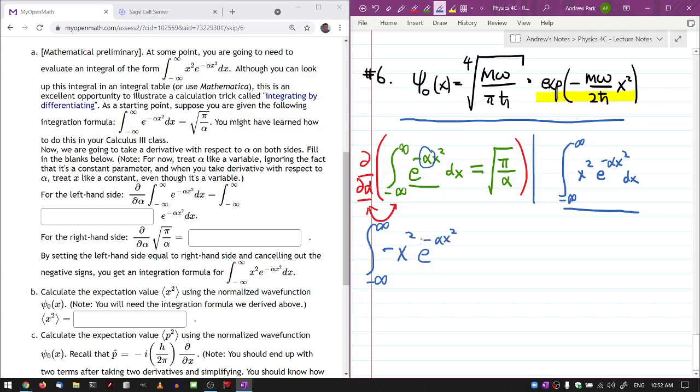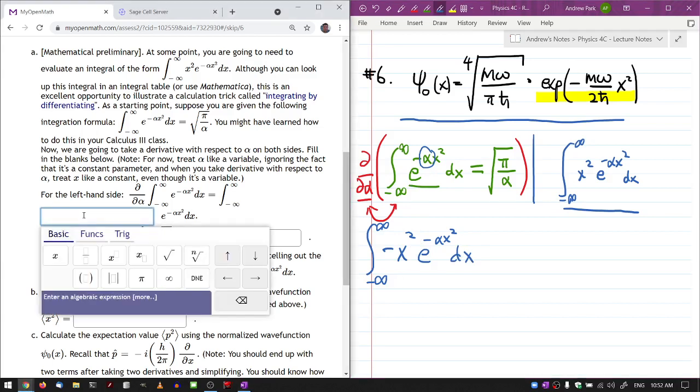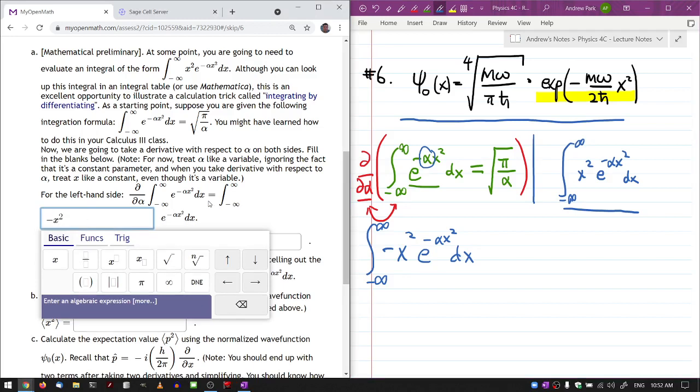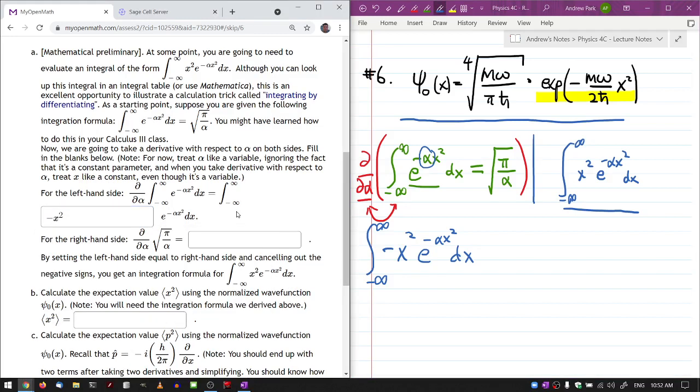I'm using the chain rule. This is the derivative of the inside, and the derivative of the outside for the exponential doesn't change. So this portion is what the question is looking for, minus x squared. Okay, that's the left-hand side.